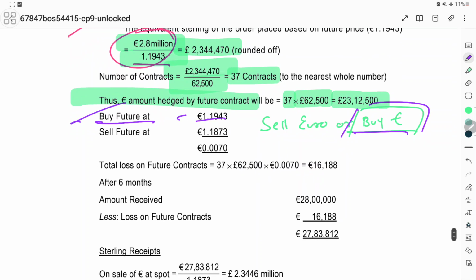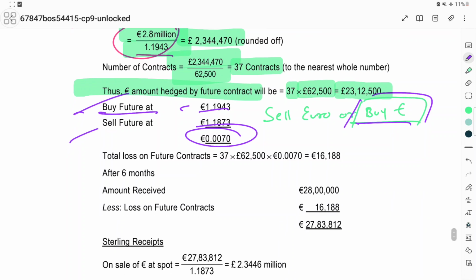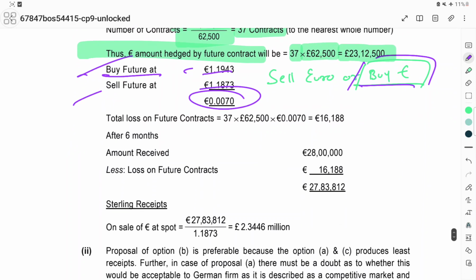See, buy at 1.1943, sell at 1.1873. My net loss in this case, because I'm buying at a higher rate and selling at a lower rate, is 0.007. Euro by pound. So total loss: 37 contracts, 62,500 into this 0.0070 is giving me a euro loss, which is euro 16,188. Remember the currency, very important. It's a euro loss. Okay.